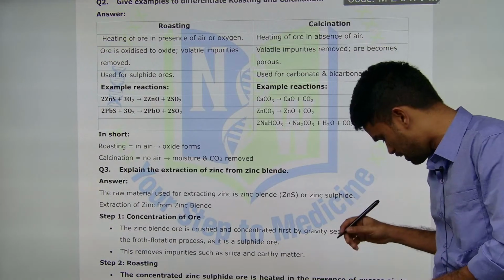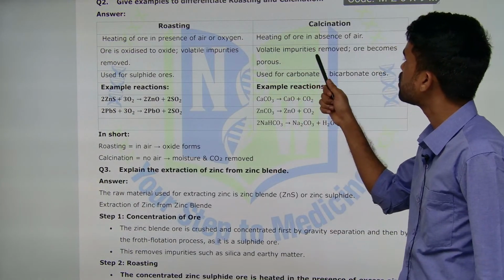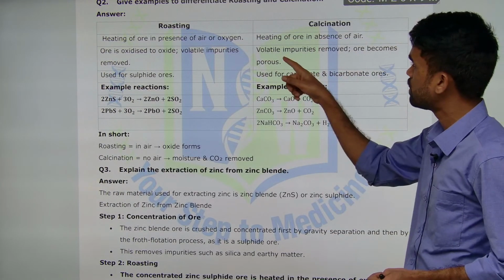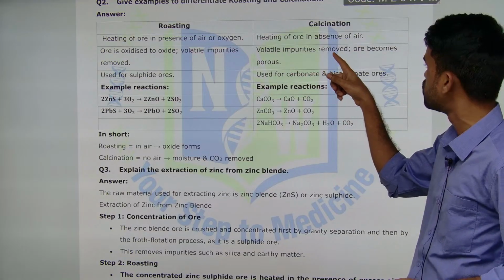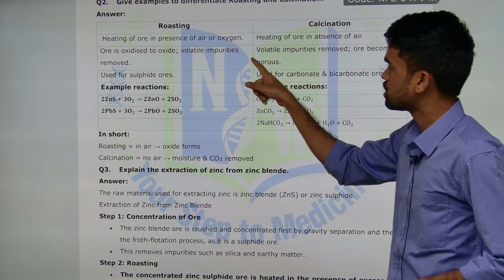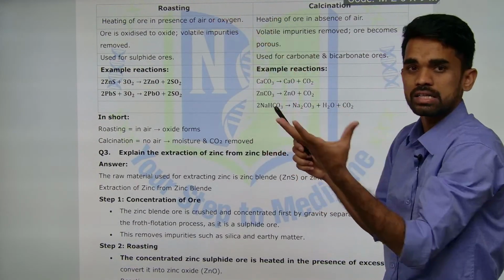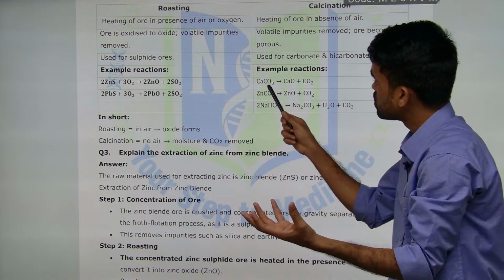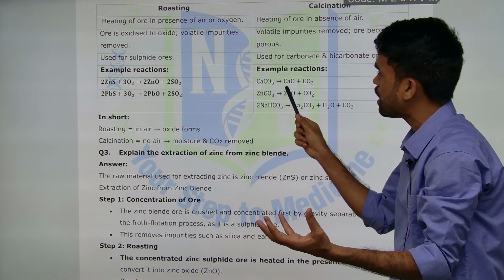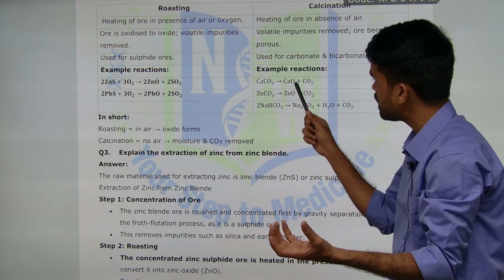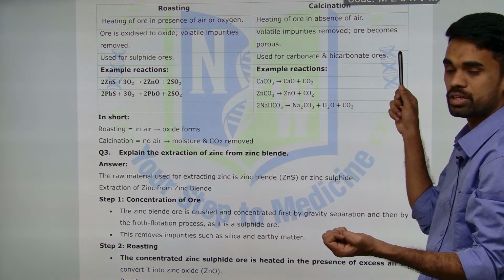So now what happens here? Check here, volatile impurities are removed. So whatever volatile impurities we have, that will be removed, and the ore becomes porous. For example, you can see calcium carbonate, a solid mass. Upon heating, it will form calcium oxide, and CO2 gas will be removed out.